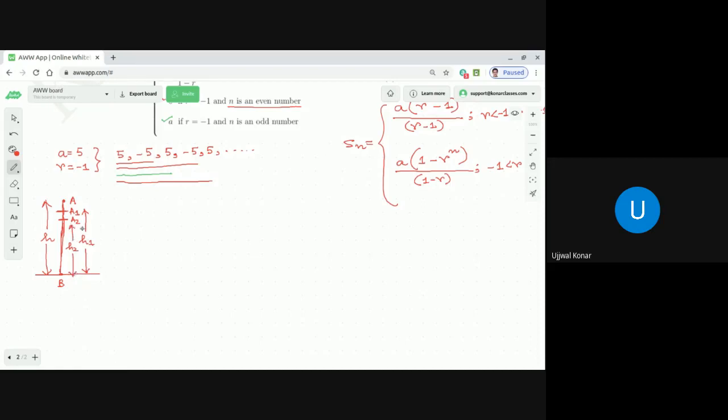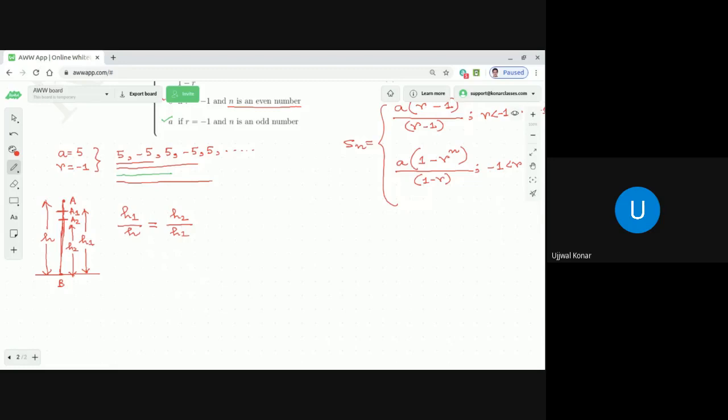That ratio is always less than 1. Correct, dear students? If you find h1 by h, you will find that it is equal to h2 by h1, and that is known as the common ratio in this case. Obviously, the value of h is more than h1, dear students.